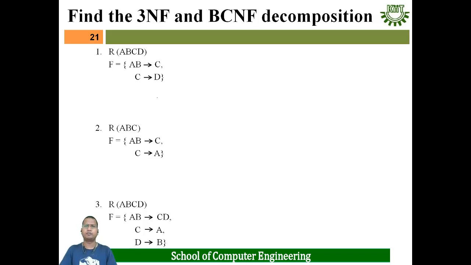Now we'll see decomposition of the relation into 3NF and BCNF. Suppose one relation is not in 3NF, then how to convert it into 3NF decomposition, and suppose one relation is not in BCNF, how to convert it into BCNF. Okay, suppose one question is there, a relation R with 4 attributes ABCD, and these are the functional dependencies: AB determining C and C determining D.